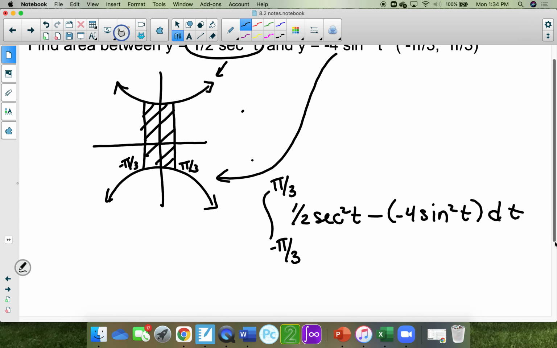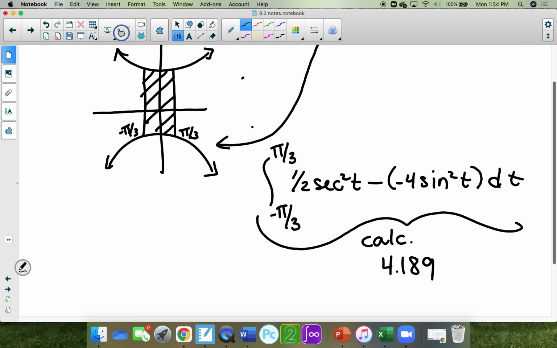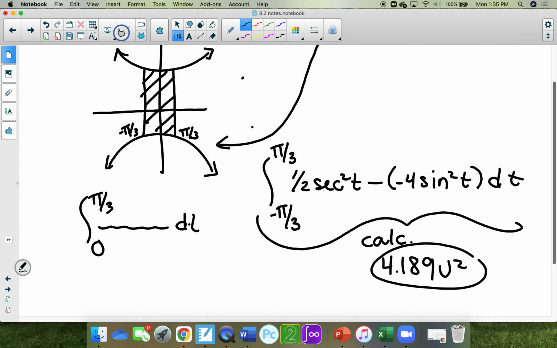And I'm going to use my calculator on this one. They're going to let you know when to use your calculator and when not to, but you should get 4.189 units squared if you used your calculator to solve that problem. Another way you could do this is to integrate from 0 to pi over 3. You could see that they're the same on either side, just multiplied by 2. That's another way you could do it.